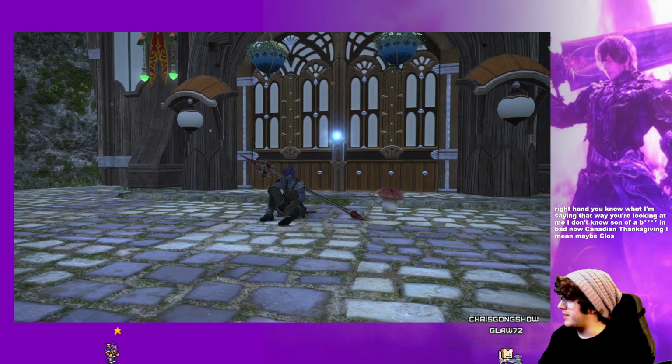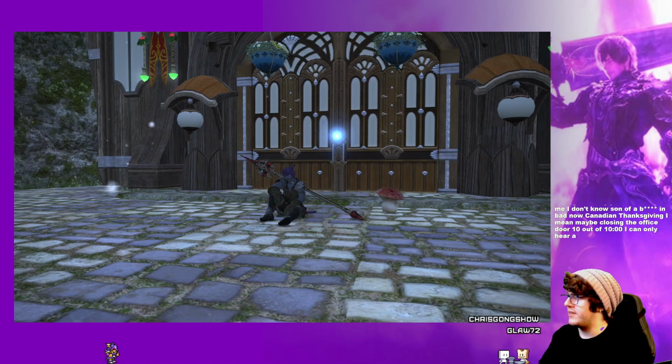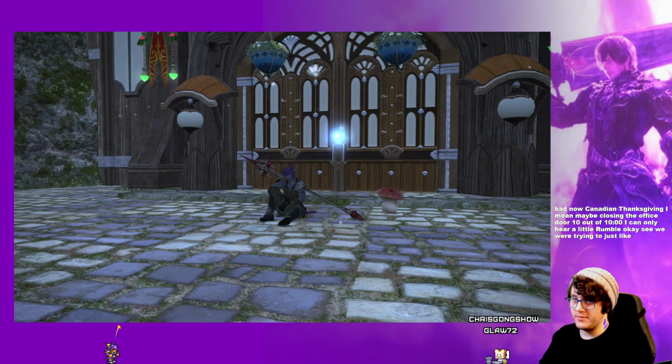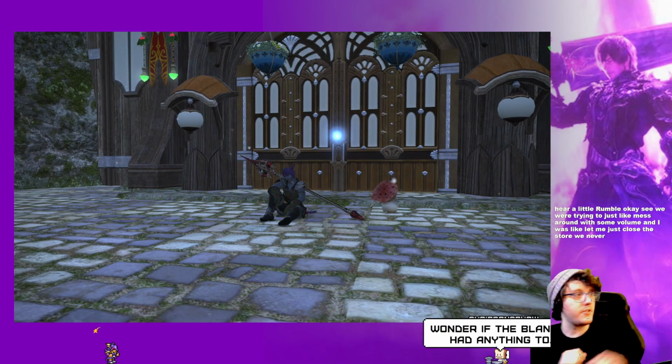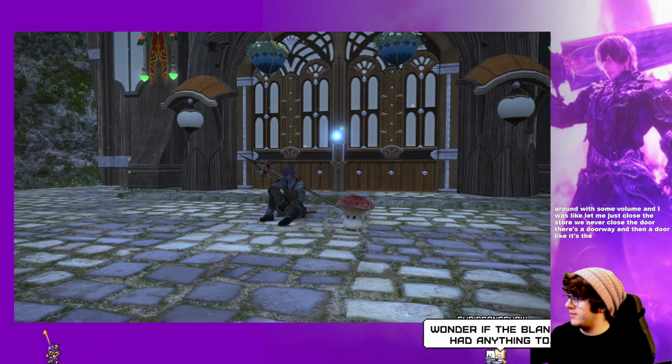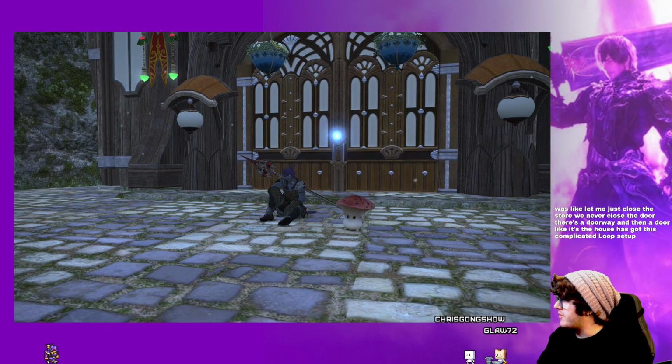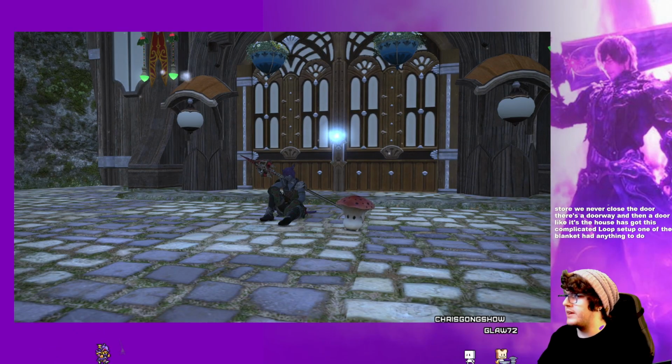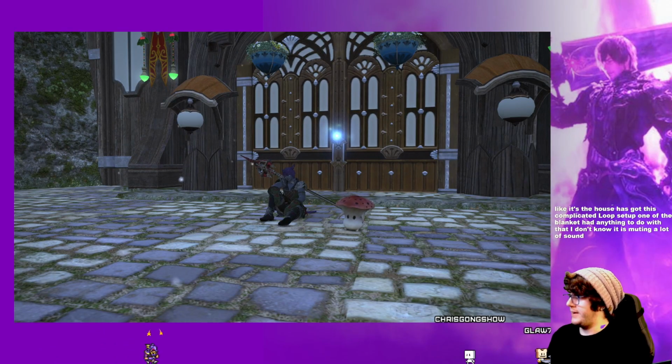Closing the office door, 10 out of 10. I can only hear a low rumble. Okay, see, we were trying to mess around with some volume, and I was like, let me just close this door. We never closed the door. There's a doorway and then a door. The house has got this complicated loop set up. What if the blanket had anything to do with that? I don't know. It is muting a lot of sound.